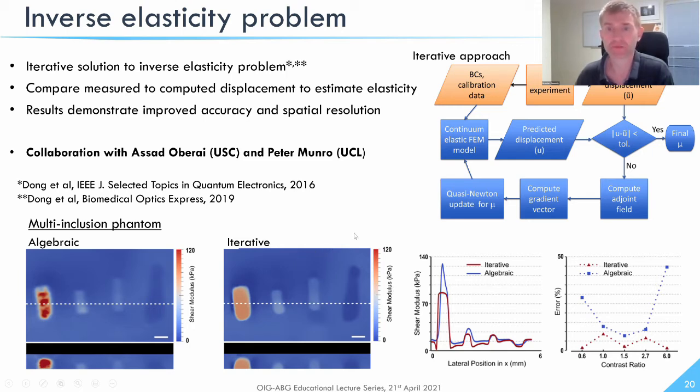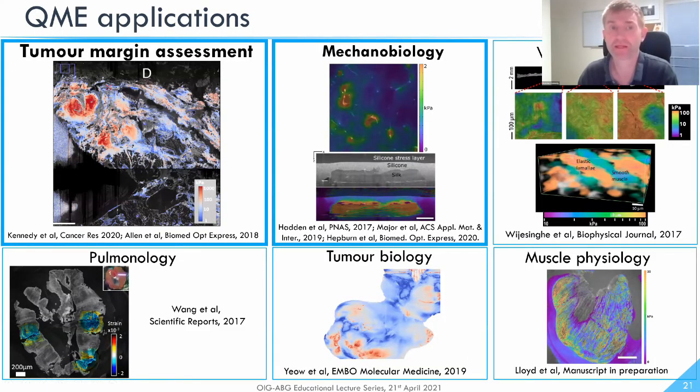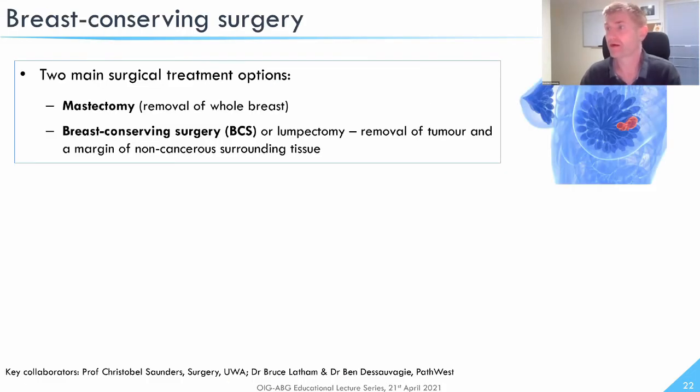But as I say, I'll just move through because I wanted to get to the application side. We've applied this to quite a lot of different areas, but I'll just speak a little bit about the tumor margin assessment work and the mechanobiology work. So our application, or our goal with breast cancer, is to focus on breast conserving surgery, which now accounts for around 2/3 of breast cancer surgeries in the US and Australia, for example.